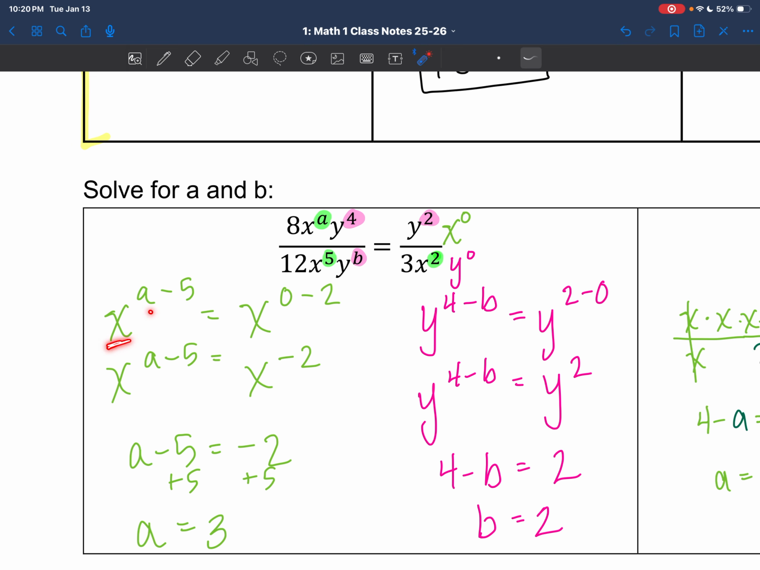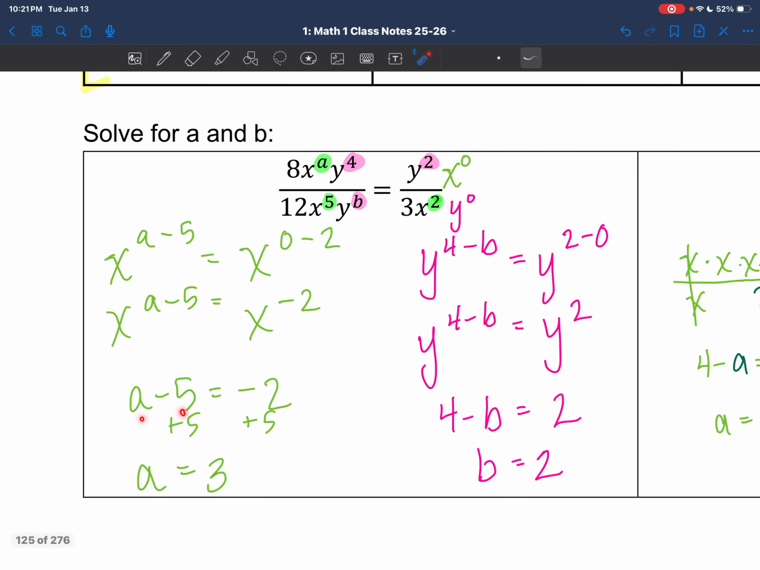So here, this would be a minus 5, since we're dividing. And then here, I don't have any x's up here. So this is the same as saying x to the 0 power. So I could go 0 minus 2, which is negative 2. So now your exponents are the same. We can ignore the base and just get a minus 5 equals negative 2. Add 5 to both sides. So we know a equals 3.